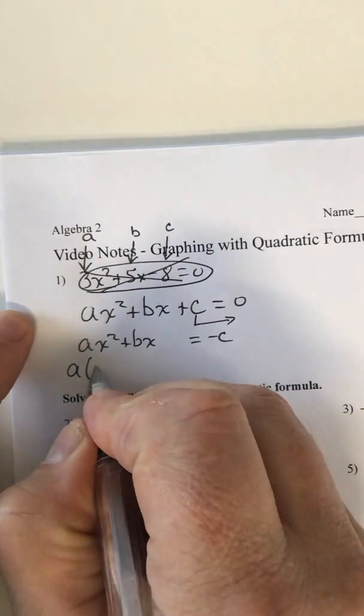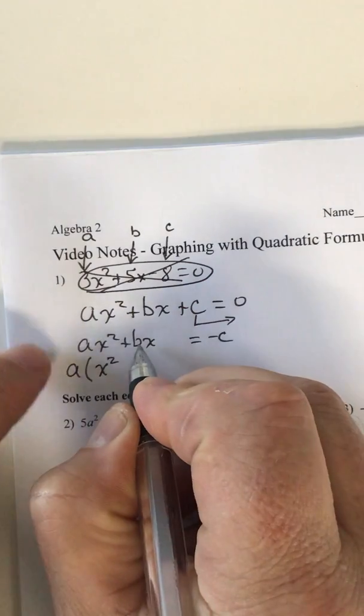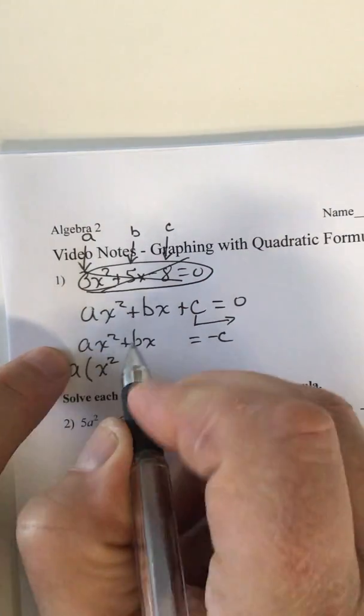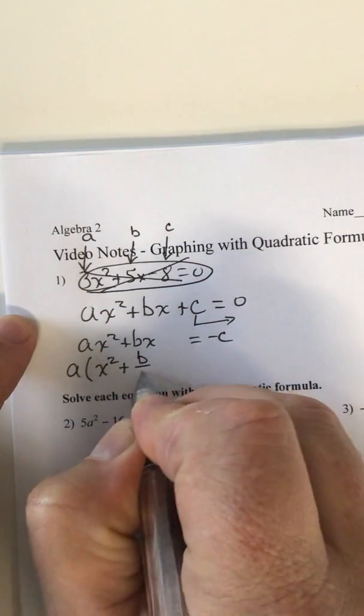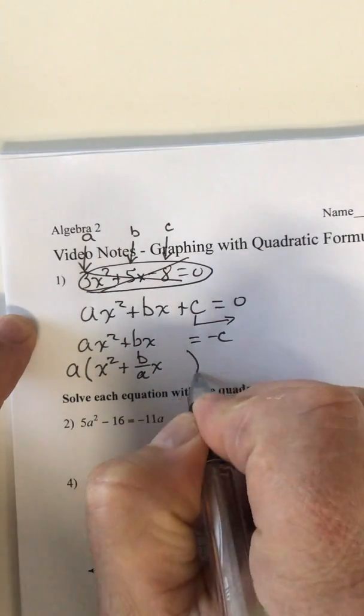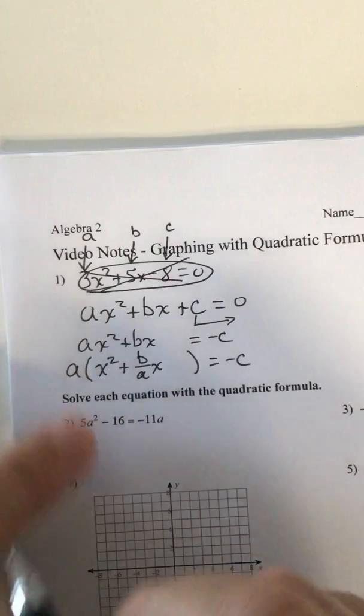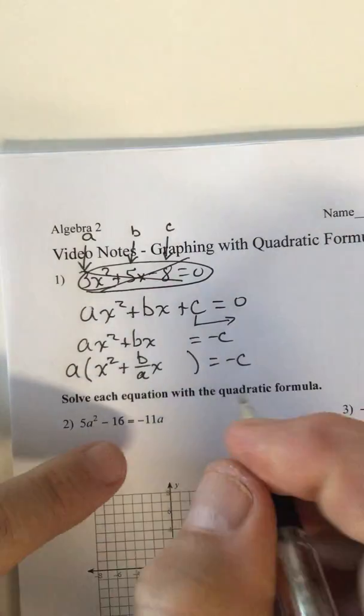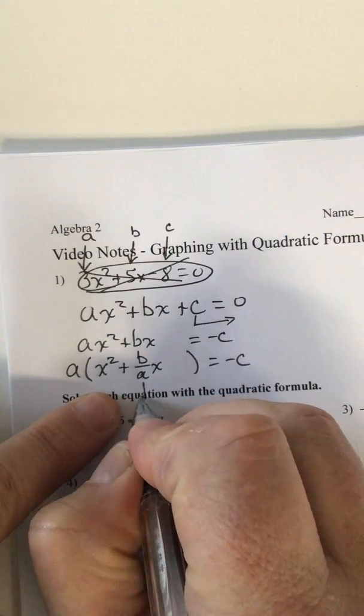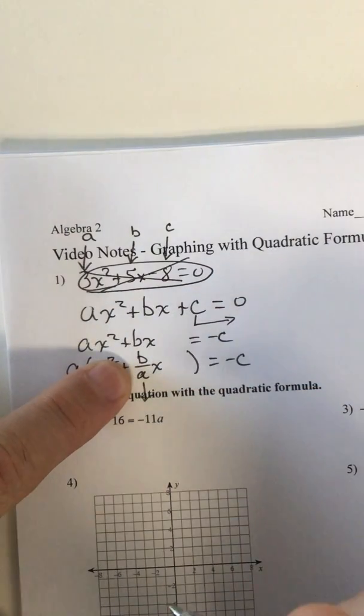AX squared divided by an A just leaves an X squared. Now, B divided by A, well, that's just B divided by A. We're going to leave that space. So that just divided out, factored out the A. The next thing we do is cut this in half. So I have to cut this number in half right there.